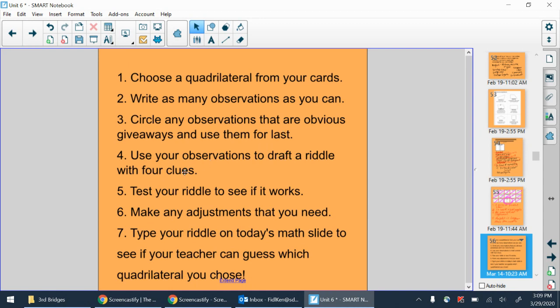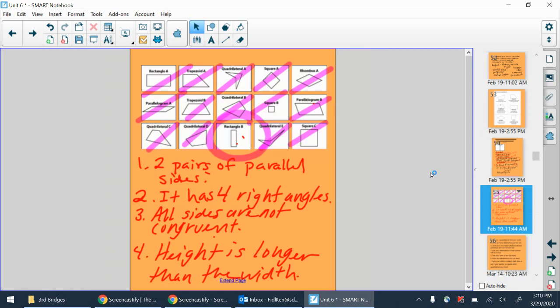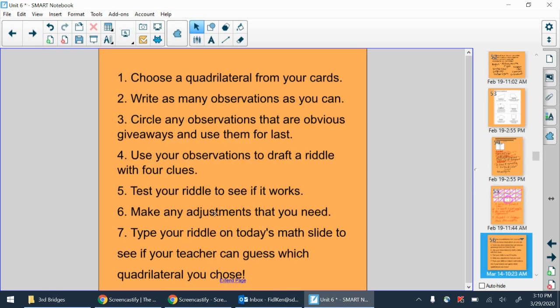Okay. Number 4, use your observations to draft a riddle with 4 clues. That means to write it down. That's like a rough draft, like what we do in writing. Number 5, test your riddle to see if it works. So you yourself, just like I did as I was going through and crossing all of these off, make sure that your riddle works. Make any adjustments that you need. You might notice, oh wait, that didn't quite work. I got to fix something.